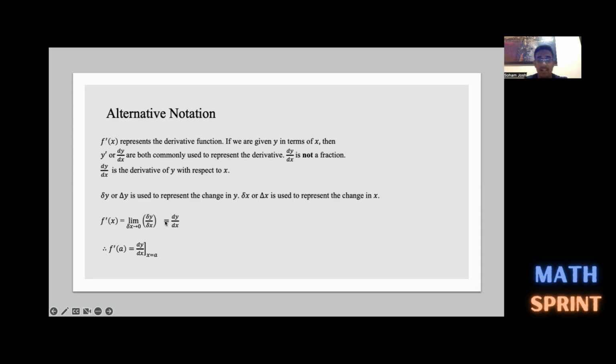So delta y by delta x represents the average change in y for every unit change in x. So therefore, we can derive this by saying f dash of x is equal to the limit of delta y by delta x as delta x approaches zero. So that's equal to dy by dx. And additionally, for a specific point, we denote it like this. f dash of a is equal to dy by dx at x is equal to a.